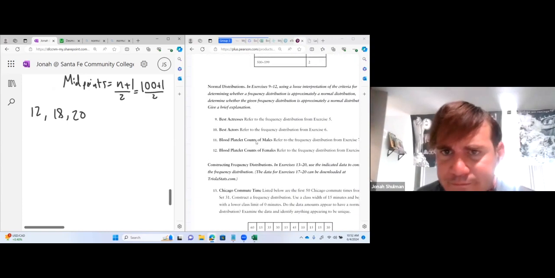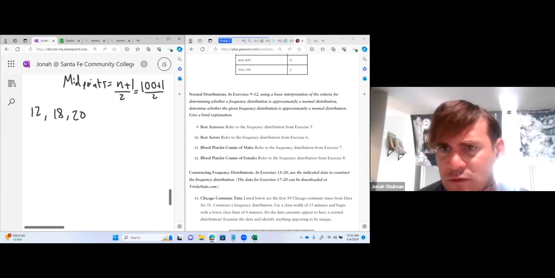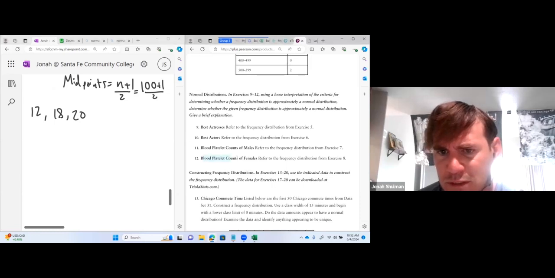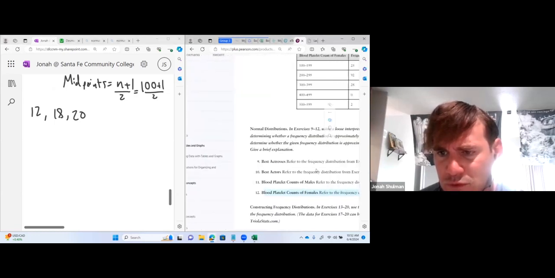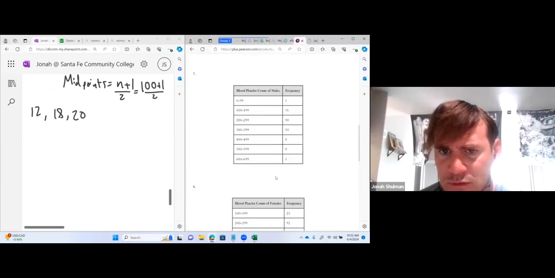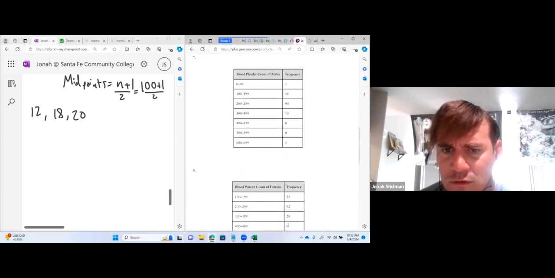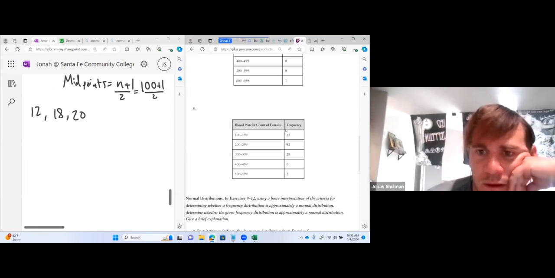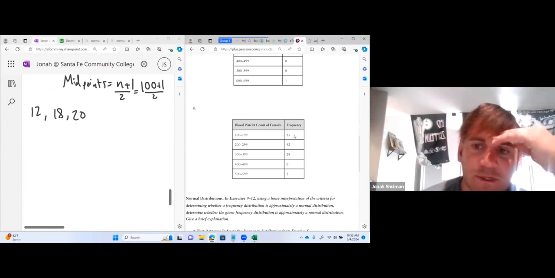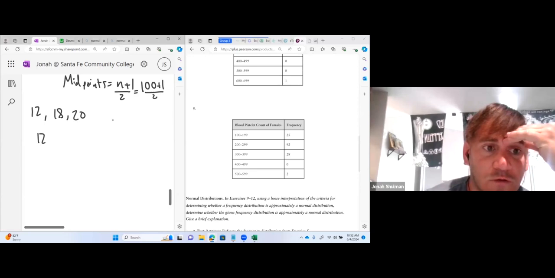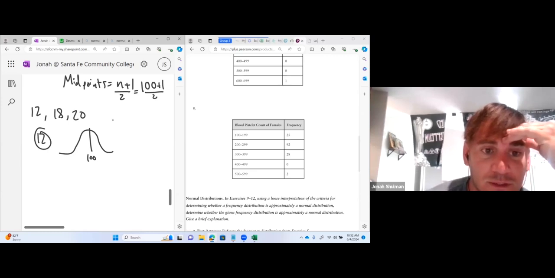All right, 12. Normal distributions. Using a loose interpretation of the criteria where determining frequency is approximately normal, determine whether it is. Blood platelet count of females, refer to the distribution from exercise 8. So let's look at number 8. For it to be normal for 12, just remember it should be a bell shape. It should be the biggest in the middle, and they should be a mirror on both sides.